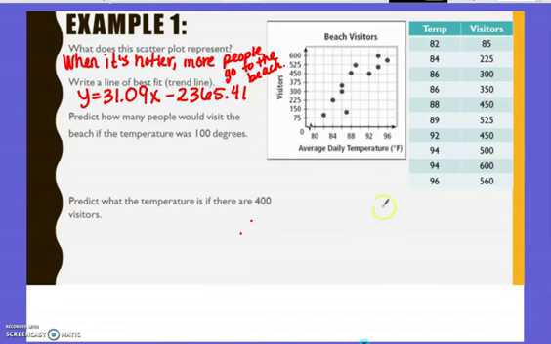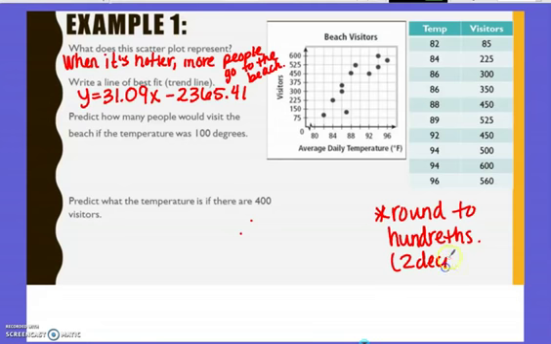If you need to make a note, for this whole assignment you should round to the hundredths. This is an example where I'm going to allow you to round. That's 2 decimal places. Round to the hundredths, 2 decimal places. So there you go, that's stuff you've done before.